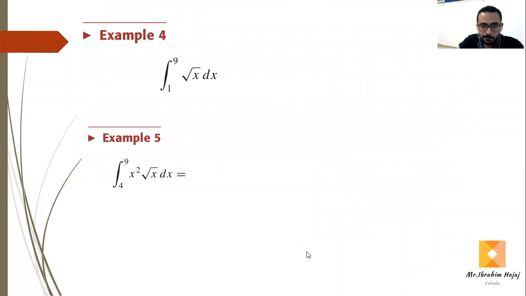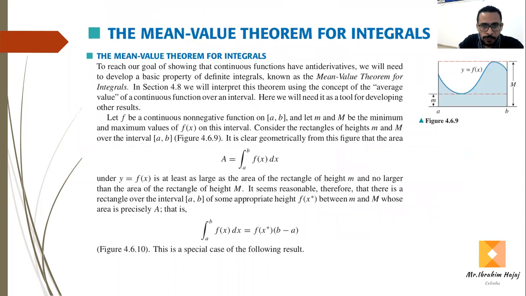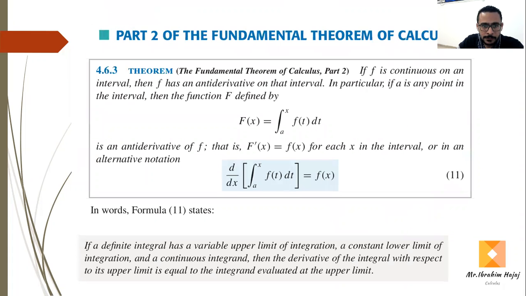And the second part, where is the second part? The mean value theorem. This is part 2. So I will start now with part 2 first, and then I'll move back to part 1.